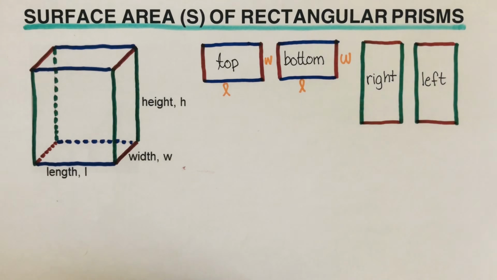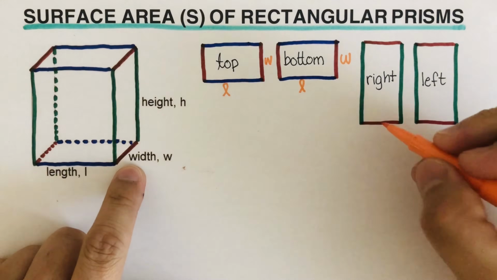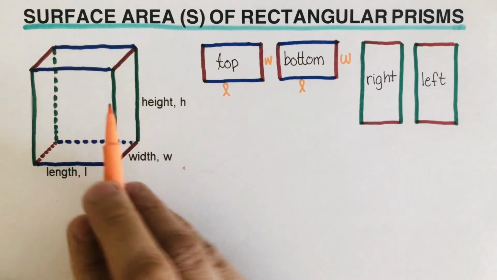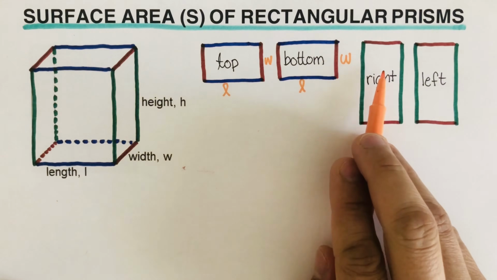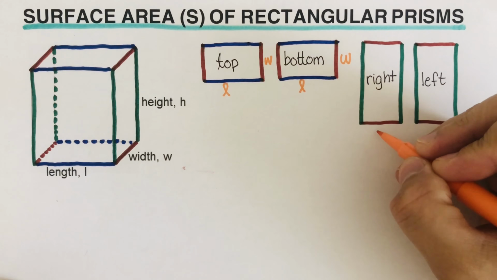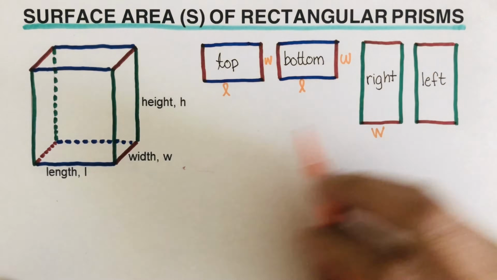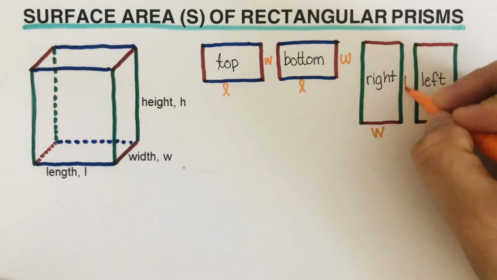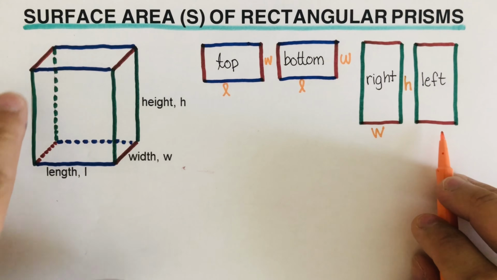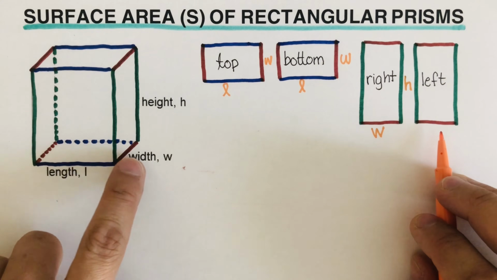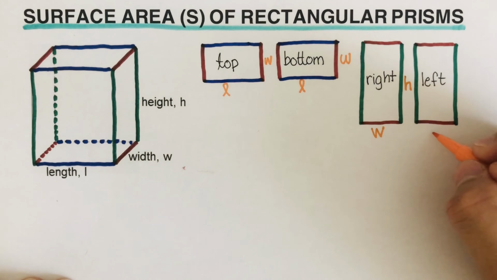So this will be representing the left. The label for this would be the width. Again, I took this shape off of the picture and put it here. So this is the width, and this one right here in green is the height. And for the left side, the same thing: the width and height. So this is the width.